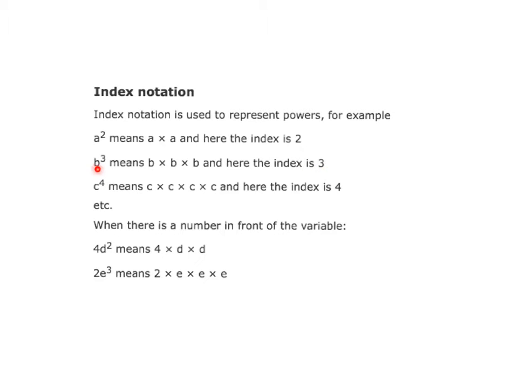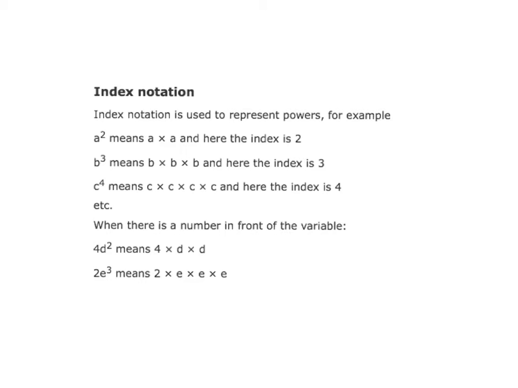I'm multiplying the base by whatever the small number is that many times. C to the power of 4 means I'm multiplying C 4 times, not by 4, I'm multiplying it 4 times. So C times C times C times C, the index is 4.